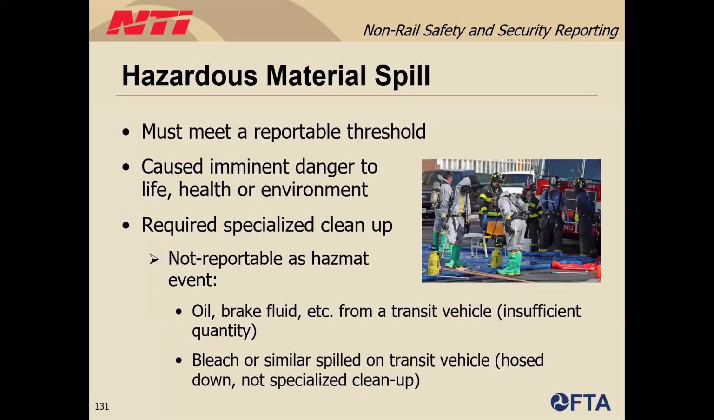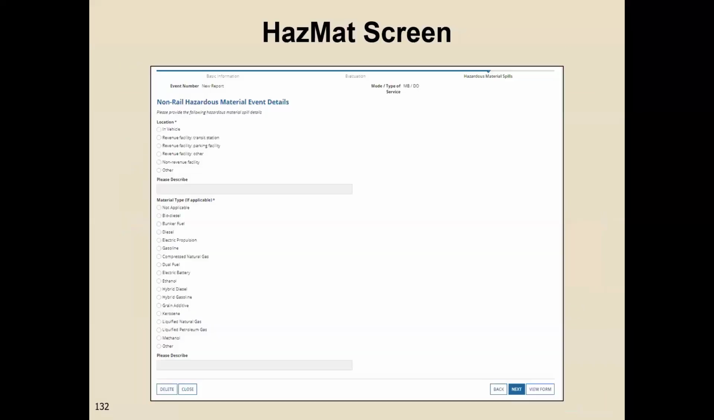When reporting hazardous material spills, the spill must meet reportable thresholds and have caused imminent danger to life, health, or environment, and required specialized cleanup. A couple of examples of what is not reportable as a hazmat event: oil, brake fluid, etc. from a transit vehicle. A bleach container carried onto a vehicle breaks open and the vehicle is evacuated due to fumes. This event will be reported as an other safety event because there was no specialized cleanup used. This is a screenshot of the hazardous material spill screen. You report the location of the spill and the type of material that is spilled.